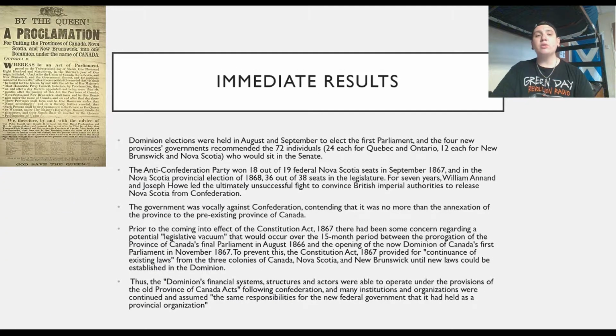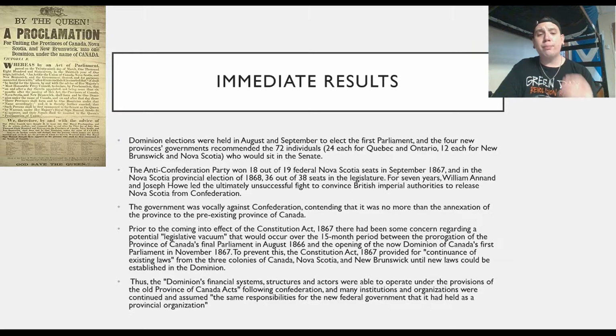So, the immediate results of this proclamation. Dominion elections were held in August and September of that year to elect the first Parliament, and the four new provinces' governments recommended the 72 individuals who would sit in the Senate. There were 24 for each of Quebec and Ontario, and 12 each for New Brunswick and Nova Scotia, depending on the size and status. The Anti-Confederation Party won 18 out of 19 federal Nova Scotia seats in September 1867.